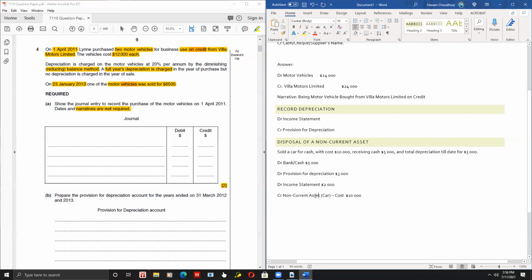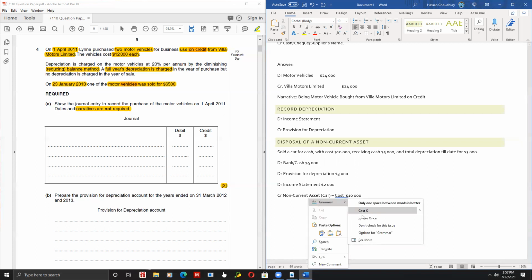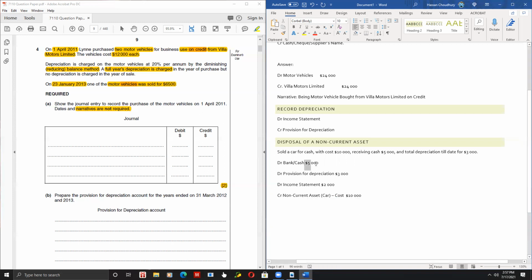Okay, now the other thing is I received money because I sold the asset. I got 5,000 here. Do you guys agree with that? I think so, right? Debit bank, because we got money for selling the asset.